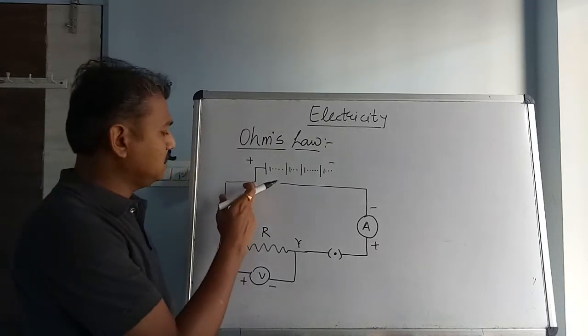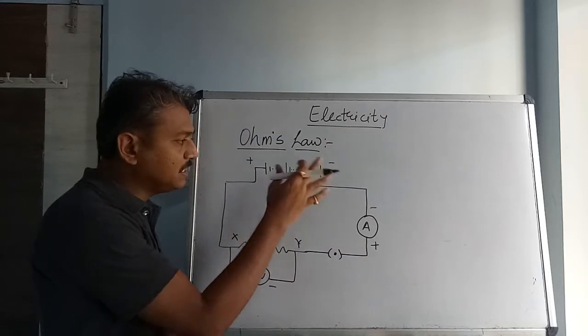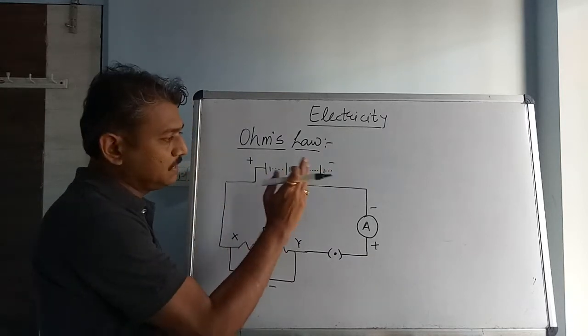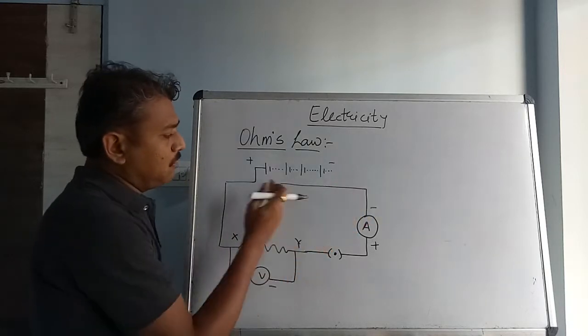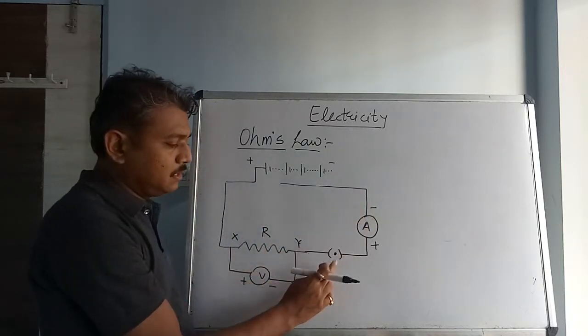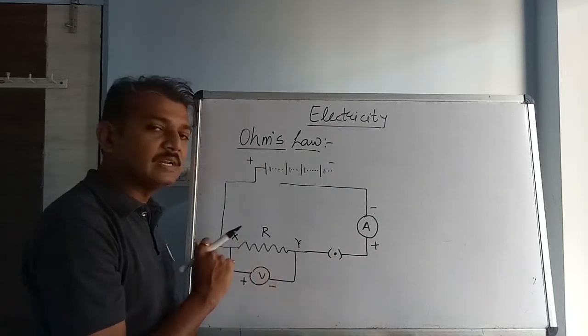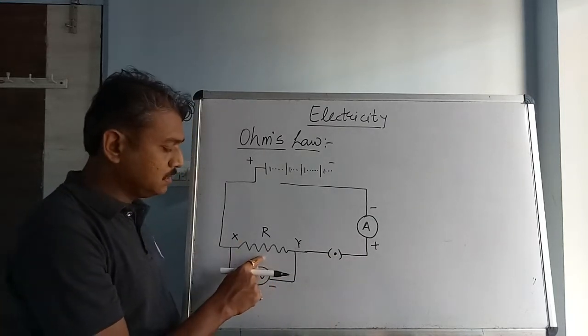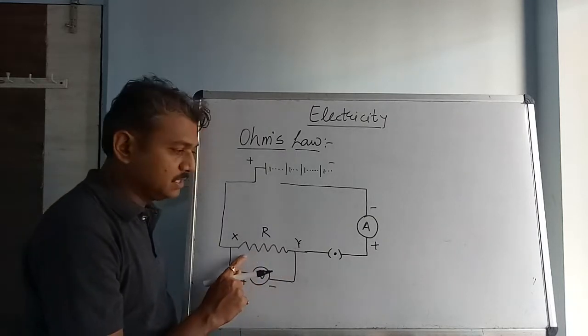The circuit diagram comprises a battery, and here you can see that I have not connected any battery. I have kept it separate for connection. These are connecting wires. This is an ammeter, a plug key, and here you can find XY as a resistance, and a voltmeter is connected in parallel with the resistance.